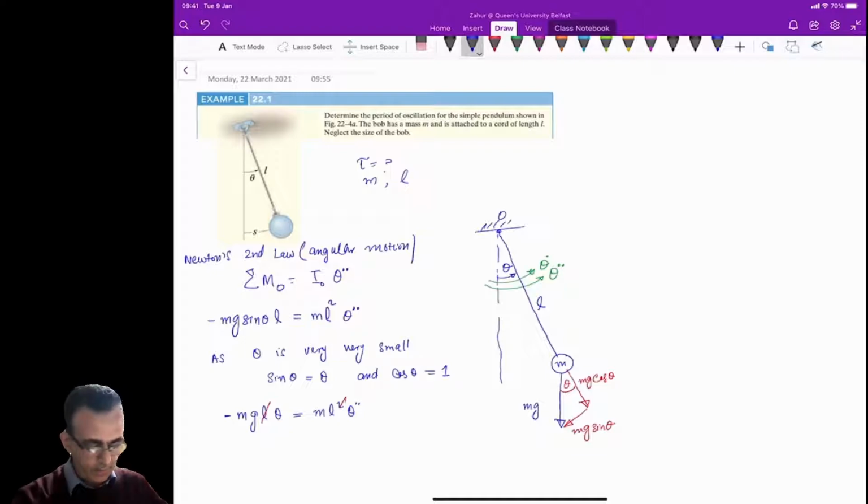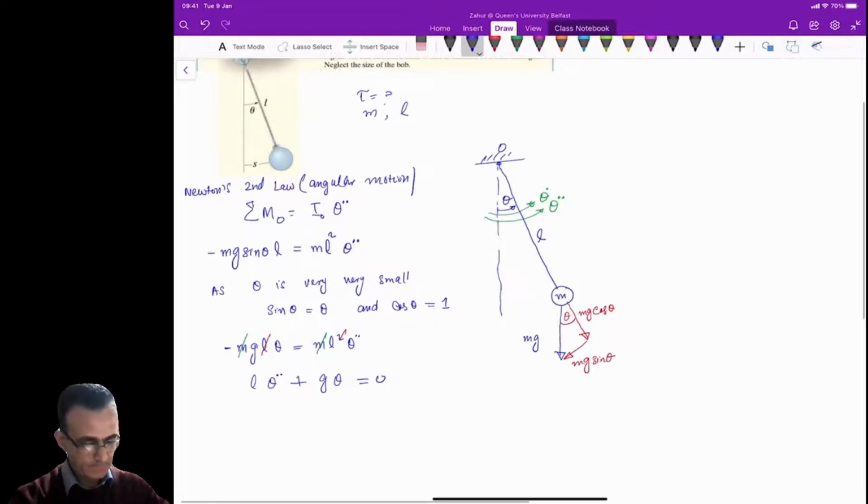And now we can simplify this equation. So m L theta double dot, and we can also cancel m here. So we don't even need m here. So L theta double dot plus g theta equals 0, or theta double dot plus g by L theta equals 0.